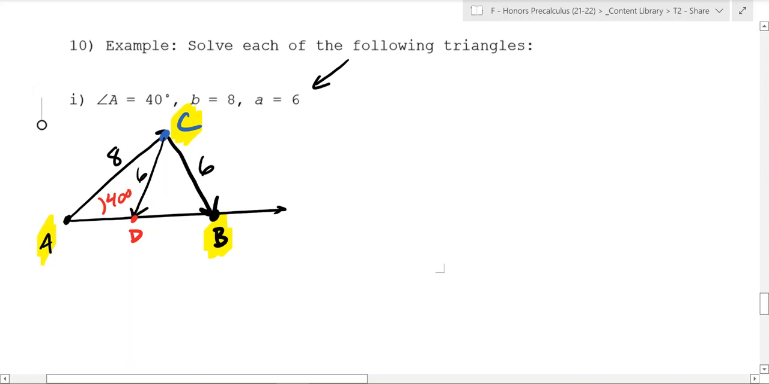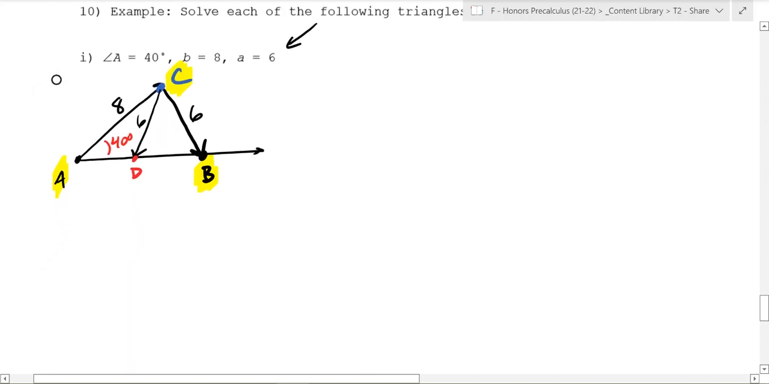So let's first solve ACB, the triangle that goes from this vertex to this vertex to this vertex. The first thing we know is that we have an angle here, angle A, and its opposite side. So we can write sine of 40 degrees over 6. And let's go to this angle right here, because we're using law of sines. Let's try that one. It's going to be sine of B over 8.